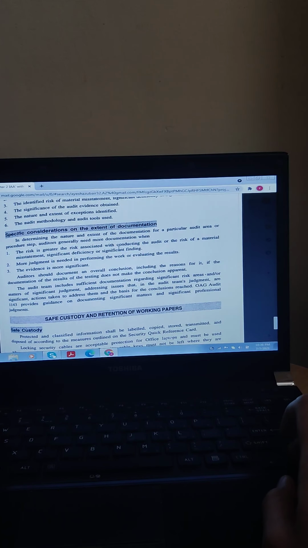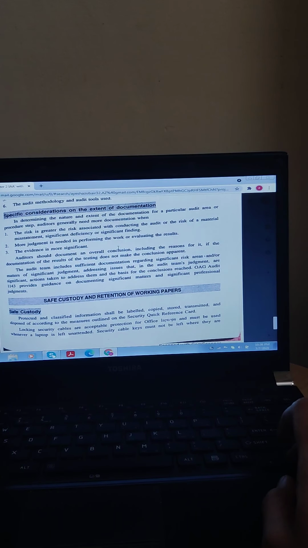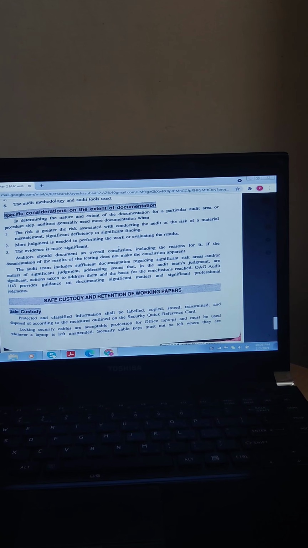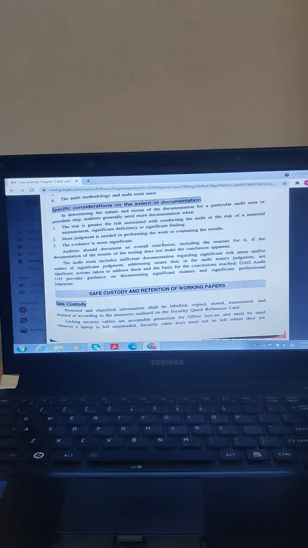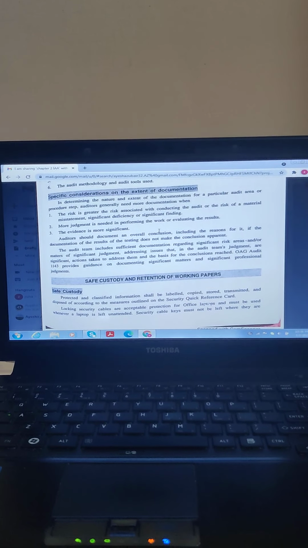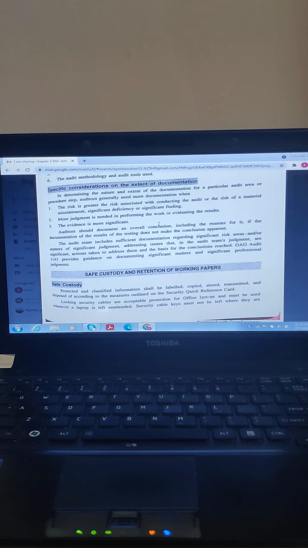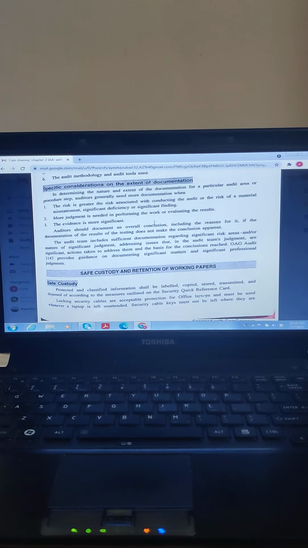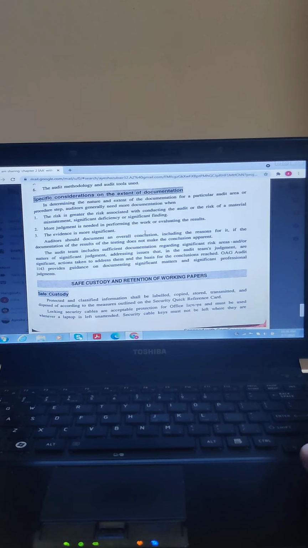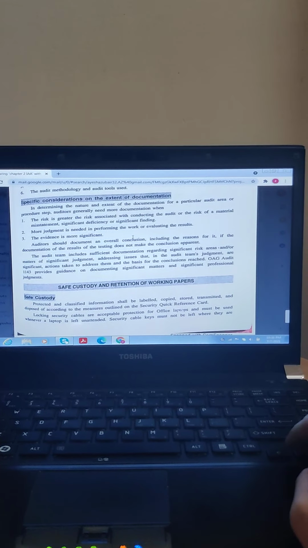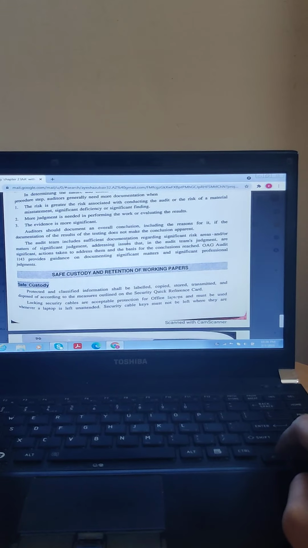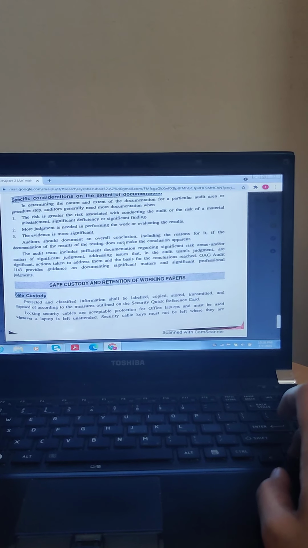Next is your specific consideration: what is the risk, how great is the risk, how much material misstatement is there, whether this material misstatement has caused any problem, how you have performed your activities, and whether you have faced any difficulty while evaluating. Then what is the evidence, and whether the evidence is significant or not. All of this will be mentioned in your specific consideration.